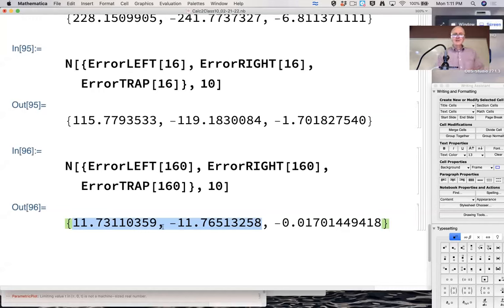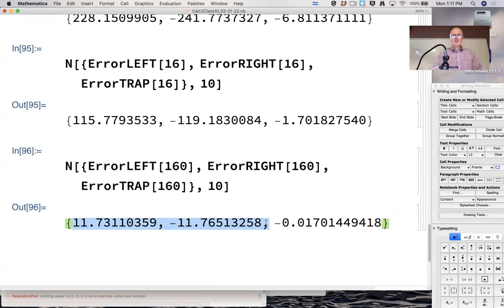The errors in the left and right hand rules are close to the same absolute value, but they do have opposite signs. Therefore, if I average the left and right hand rules, it should be a pretty small error, and it is. That's a much smaller error in absolute value than these two. Many, many orders of magnitude. In the ballpark of 1,000 times better.